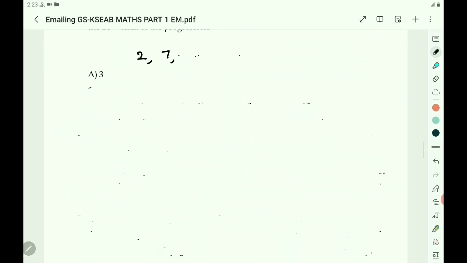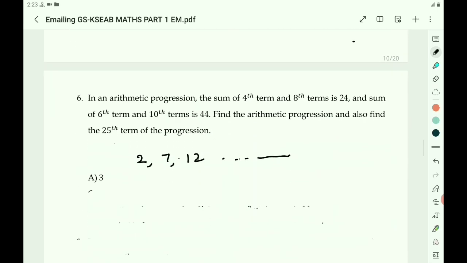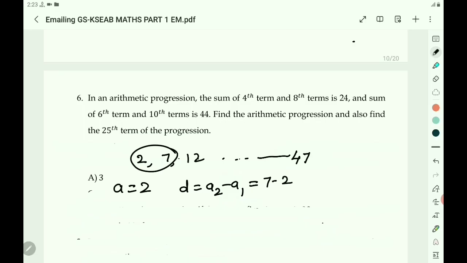7, 12 and so on. Here what you have to find out is, 47 is which term? Let us take 47 as the last term, the nth term. Take a equals the first term 2, and d equals a2 minus a1, second term minus first term, which is 7 minus 2, equals 5.